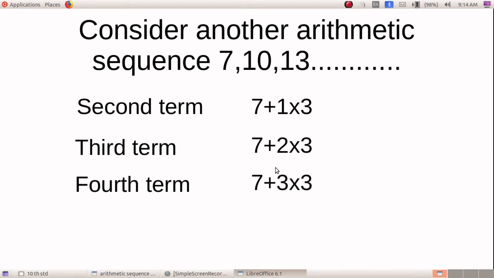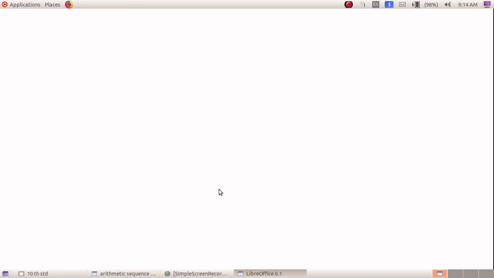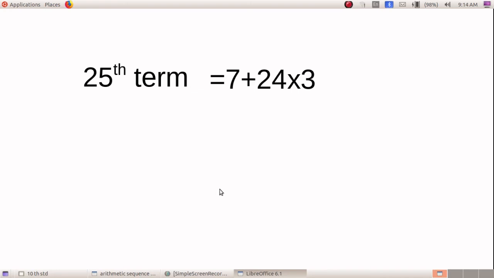And so my question, what will be its 10th term? It will be 7 plus 9, 3s. Now what will be its 15th term? Okay, let us write the 15th term. 15th term is 7 plus 14, 3s. In this way, what about its 20th term? It will be 7 plus 19, 3s. Let us write its 25th term. 25th term will be 7 plus 24, 3s.